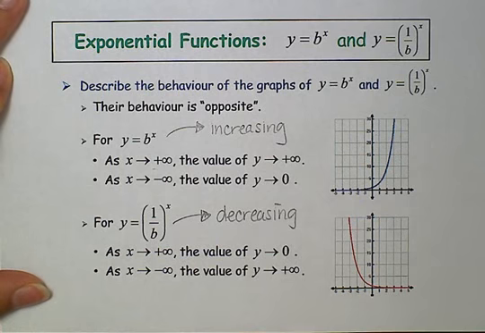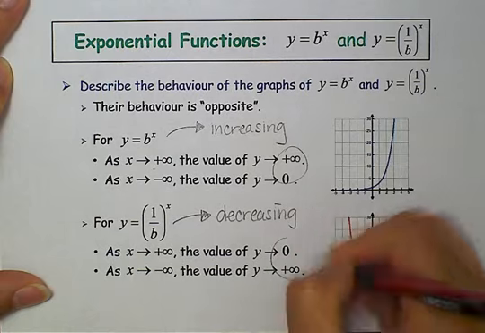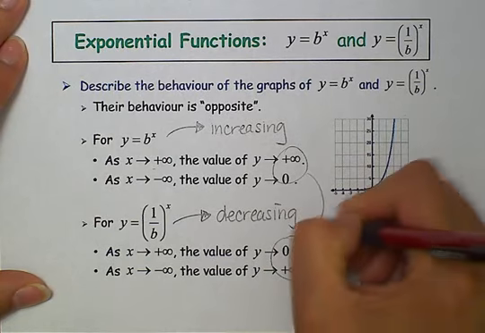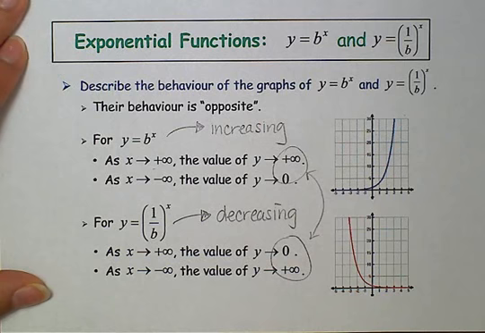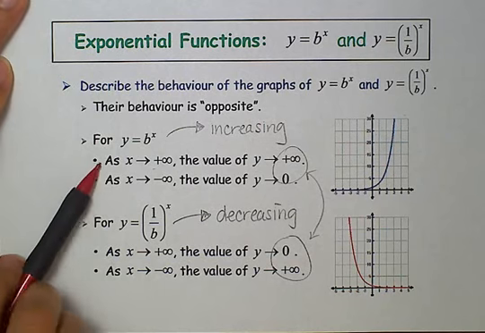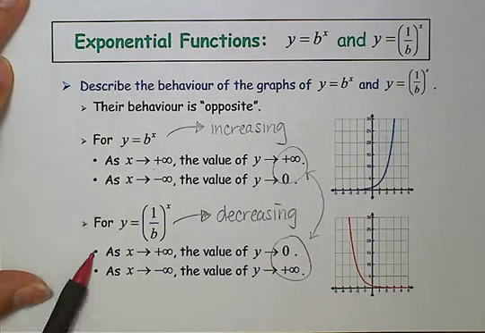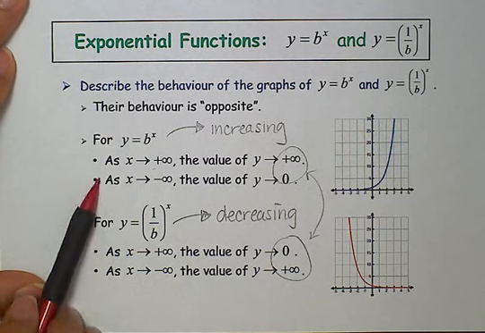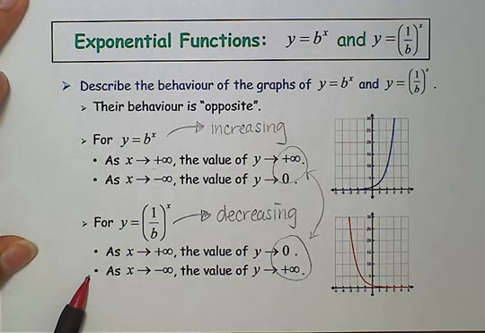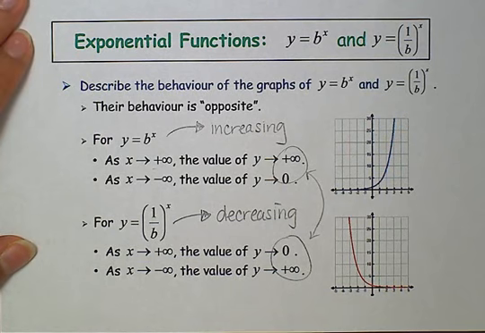And so if you look at their end behaviors here, you notice that they're actually opposite to each other. They're not the same. As x gets larger here, y gets larger. But as x gets larger here, y gets smaller and starts to approach 0. Okay? As x approaches negative infinity in the first one, y approaches 0. Whereas as x approaches negative infinity in the second one, y approaches positive infinity. So their end behaviors are opposite.